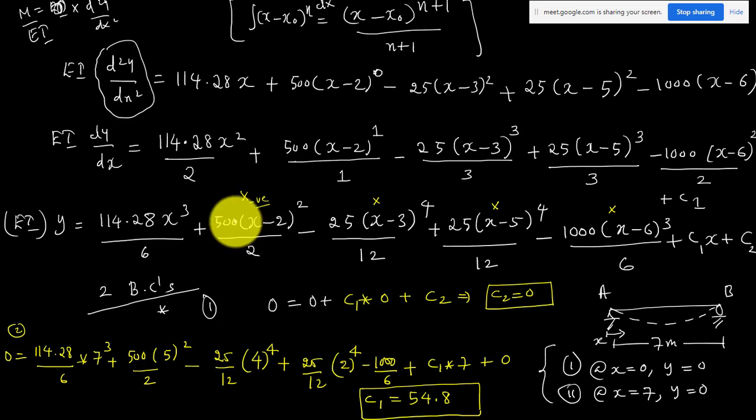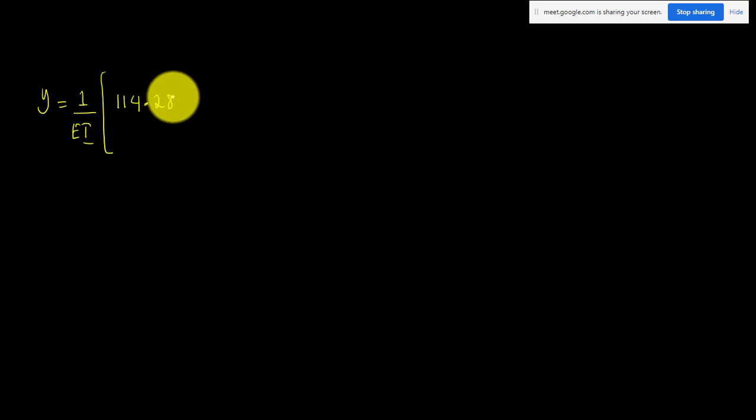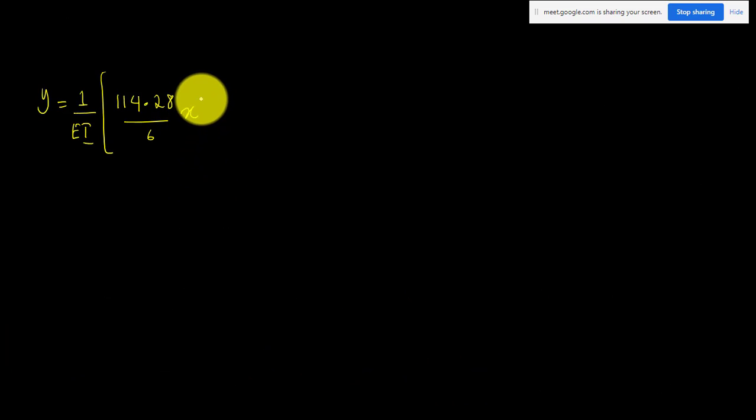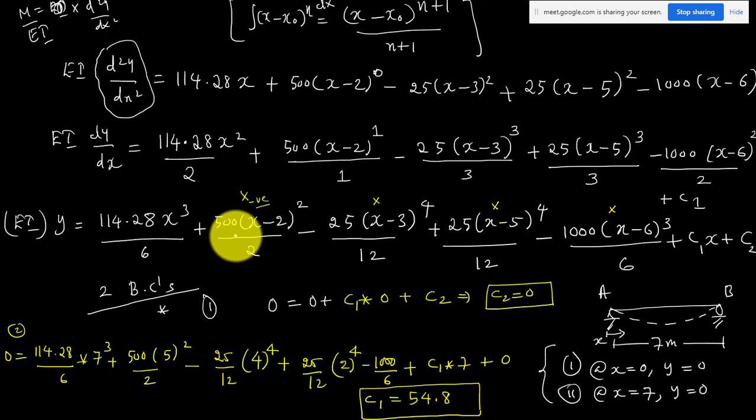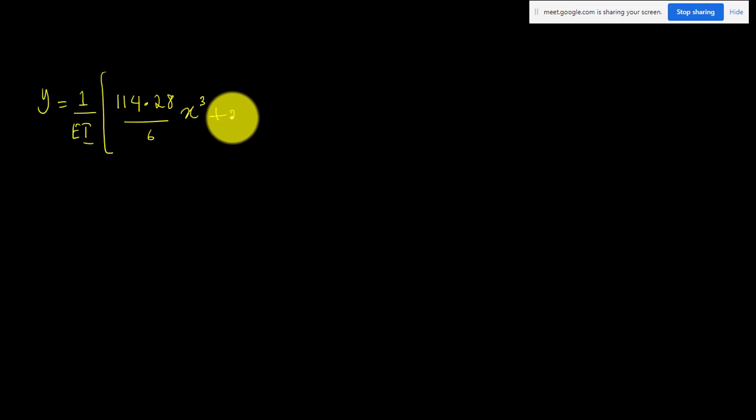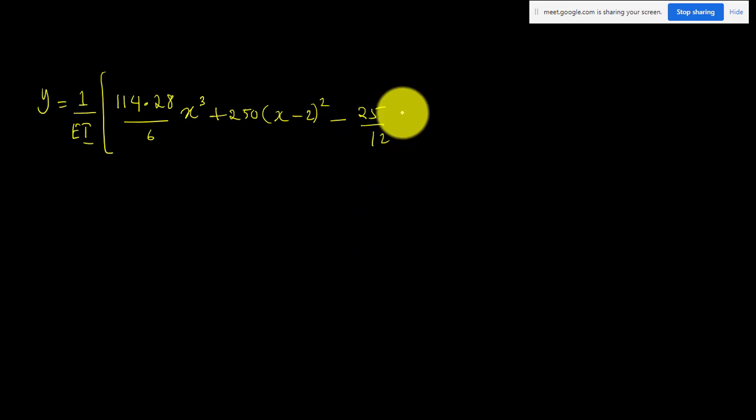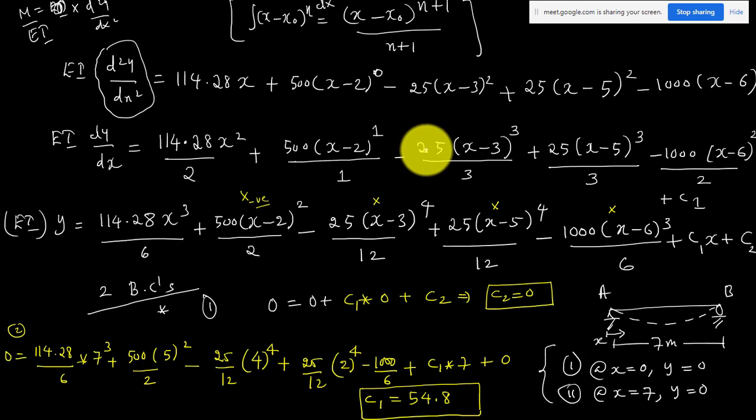Finally, your solution for deflection: y equals 1 by EI into the final solution, which is this one. 114.28 by 6, so this solution is 1 by 6 x cube, plus 500 by 2, 250 into x minus 2 whole square, minus 25 by 12 into x minus 3 all raised to 4.